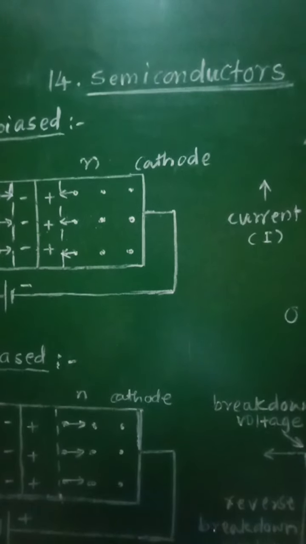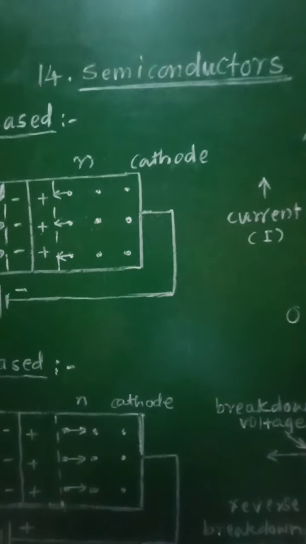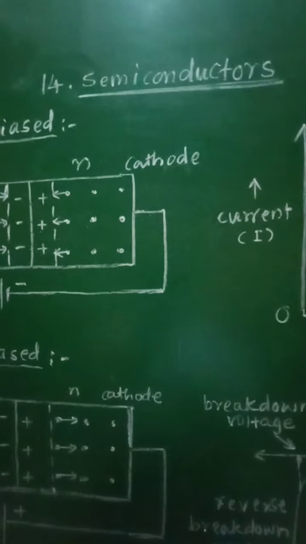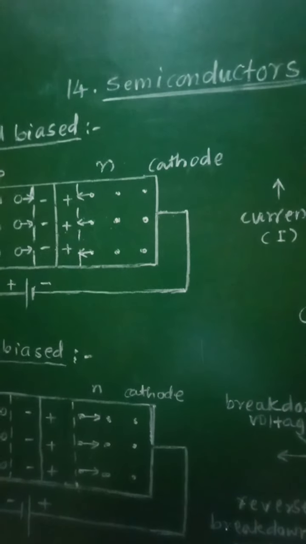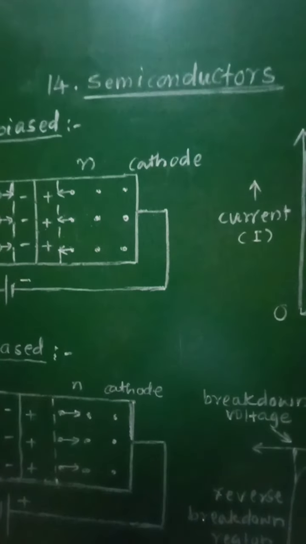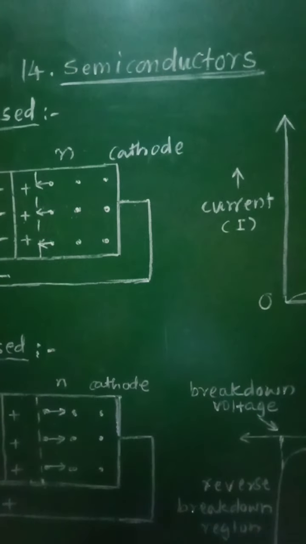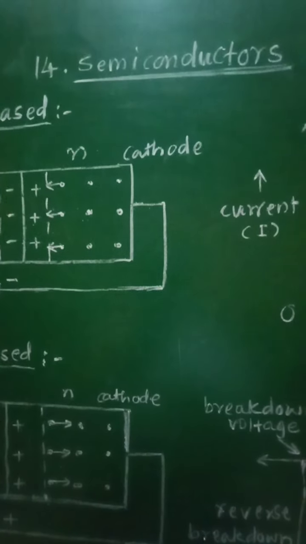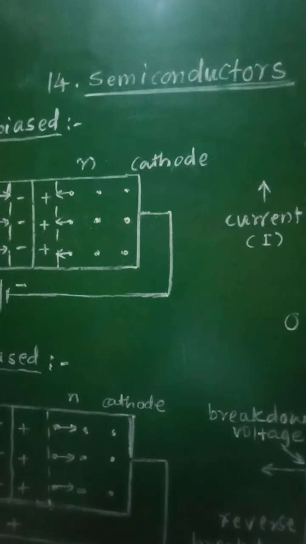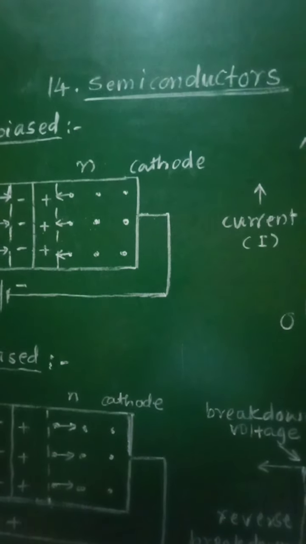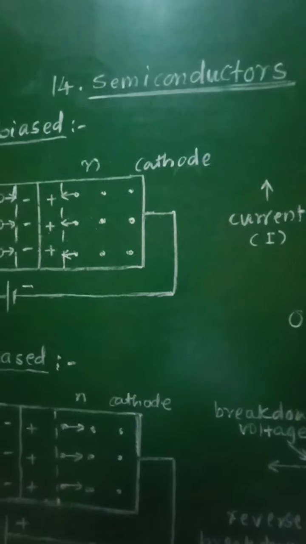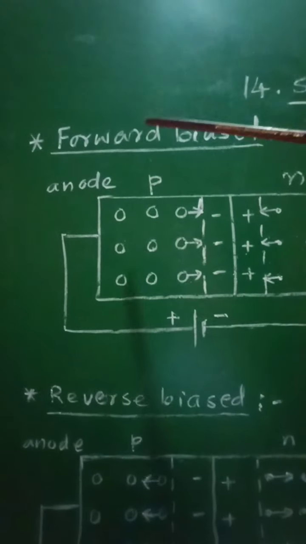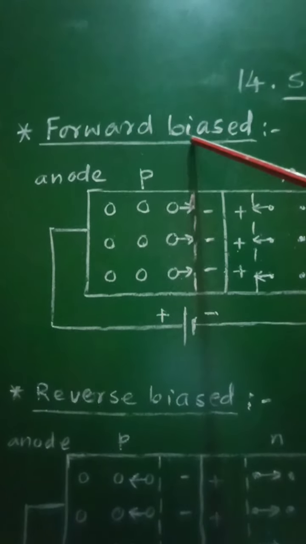Class 11th, Subject Physics, 14th chapter, Semiconductors. From the chapter, let us see the biasing of a PN junction diode. The PN junction diode can be biased in two different ways. One is forward bias and the second is reverse bias. So let us see first of all what is forward bias.